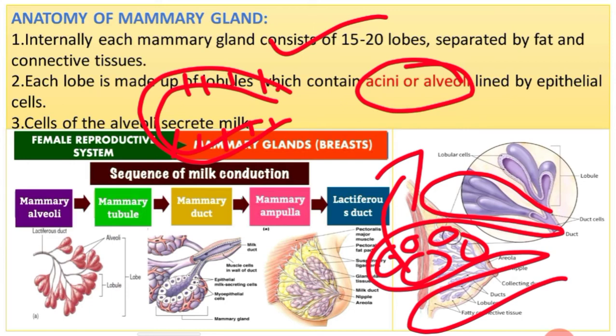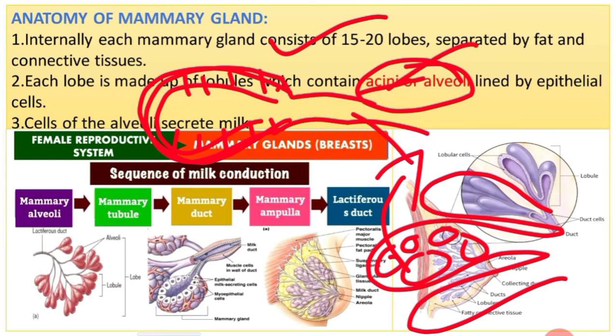After the parturition, the myoepithelial cells which surround the alveoli squeeze, contract. Then the milk expels through the mammary tubule, right? Mammary duct, tubule leads to duct.